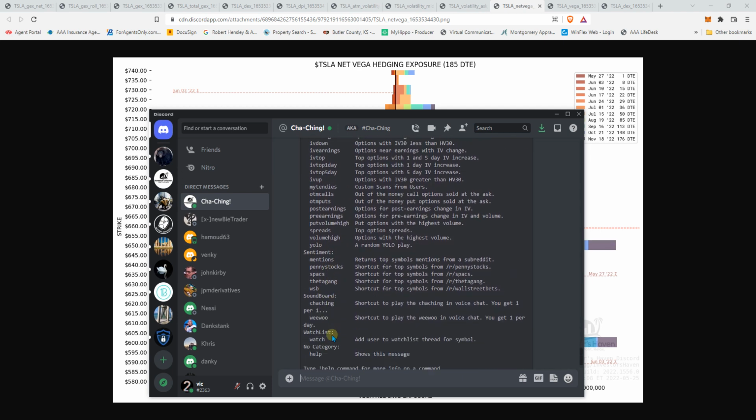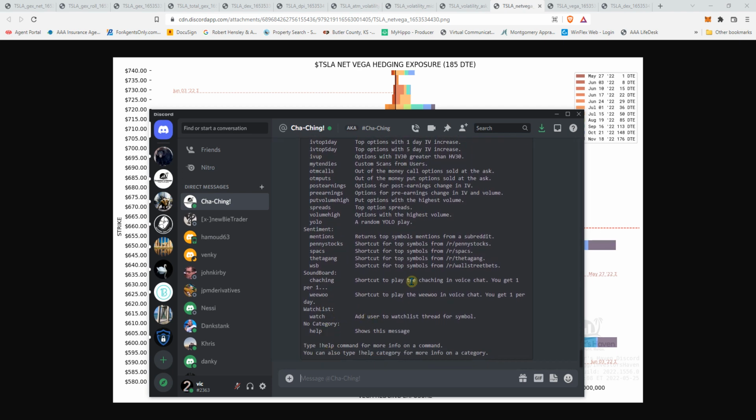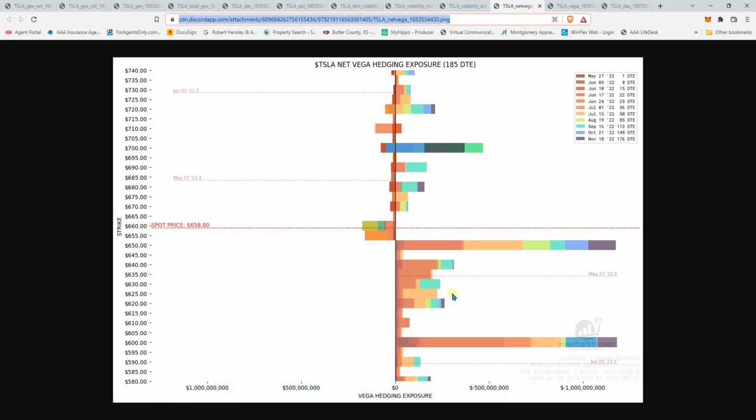And there's even way more that I haven't even looked at yet. There's even a random yellow play, so really cool. But you can look at the Vega hedging too. So this is new for me. I'll be looking at, potentially seeing if there's any edge that I can glean from looking at the Vega hedging.